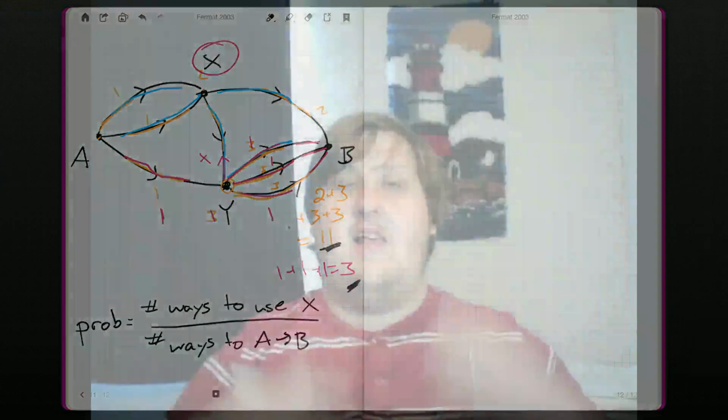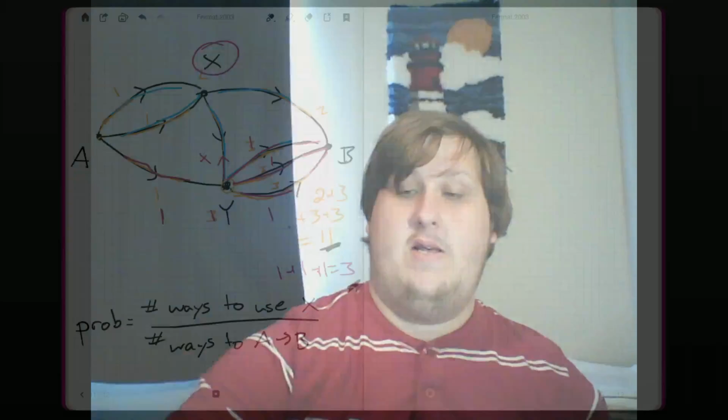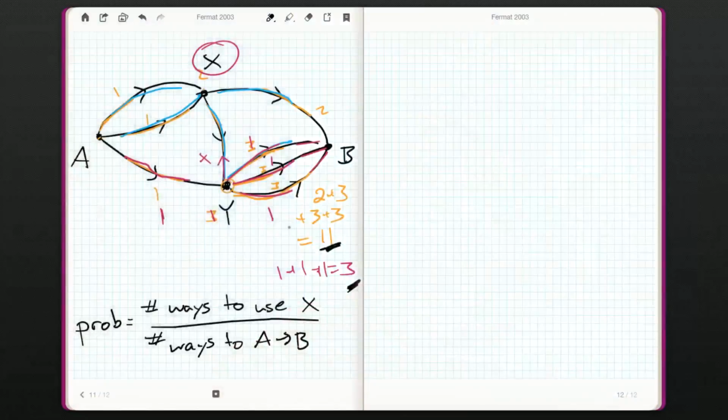I said, let's find the ways to go from A to B that don't use X. So that's a smaller number. It was easier for me to count. And now if I want the ways that do use X, I know there's 11 ways in total. 3 of them don't use X, so the remaining 8 must use X. Okay? This is a great point of thinking, and it's something that comes up a lot in some of my first-year university classes. Sometimes it's quicker to count the things that don't happen and subtract them off from the total than it is to count the things that do happen.